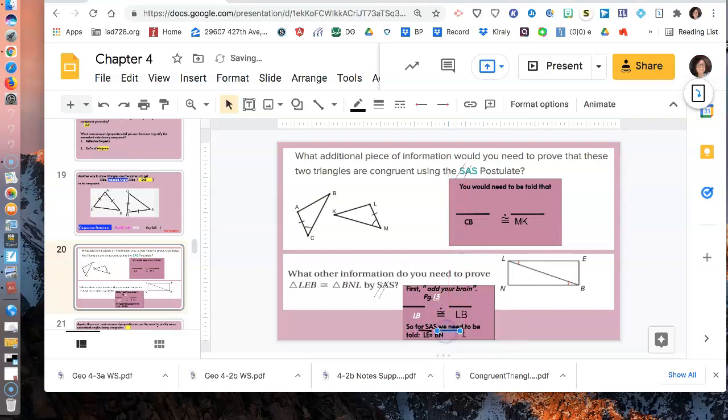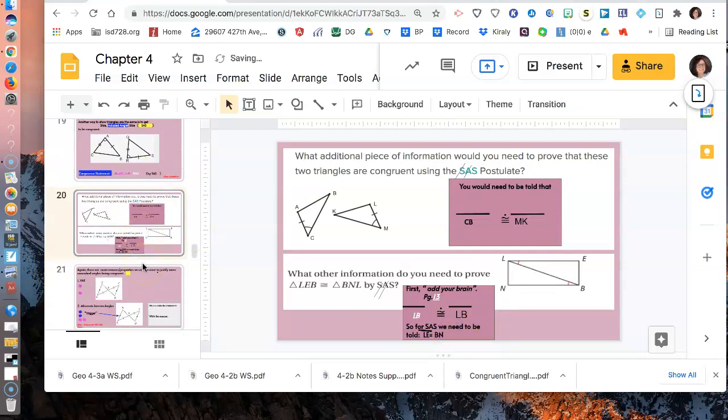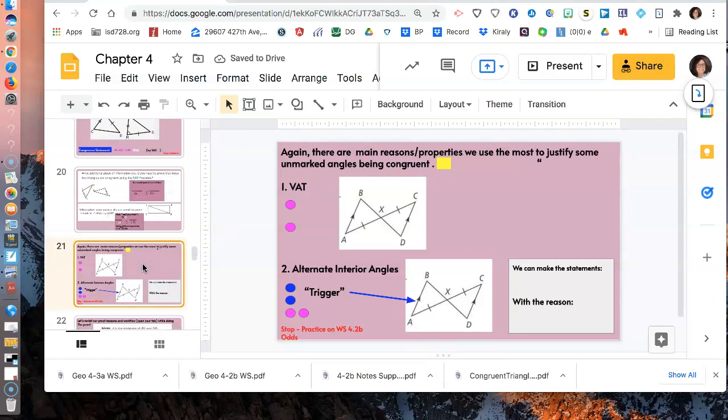Just know that you have to be told that the top and the bottom are the same as well in order for you to get side, included angle, side. And I can't even get that one to go on there nicely. So let's move on to our next page.